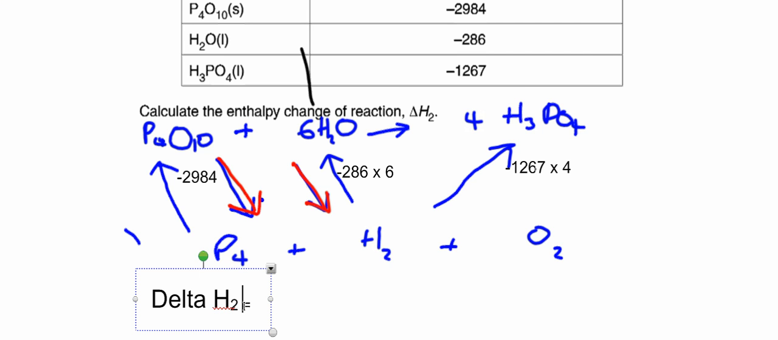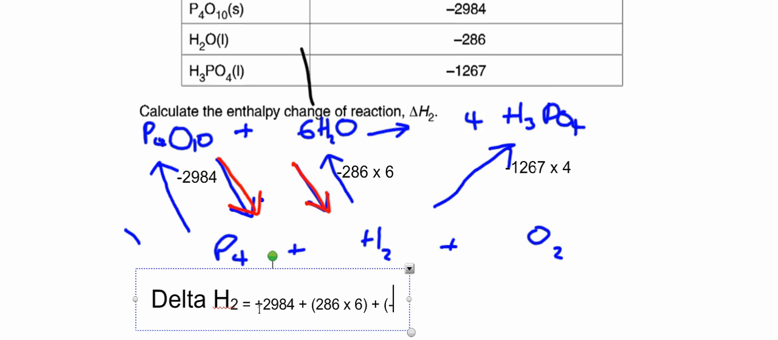So here I've got my delta H2 is equal to plus 2984 plus, I put in brackets here, 286 times 6, but then plus again, but this time plus is minus 1267 times 4, and that should all equal minus 368, and that is your final answer.